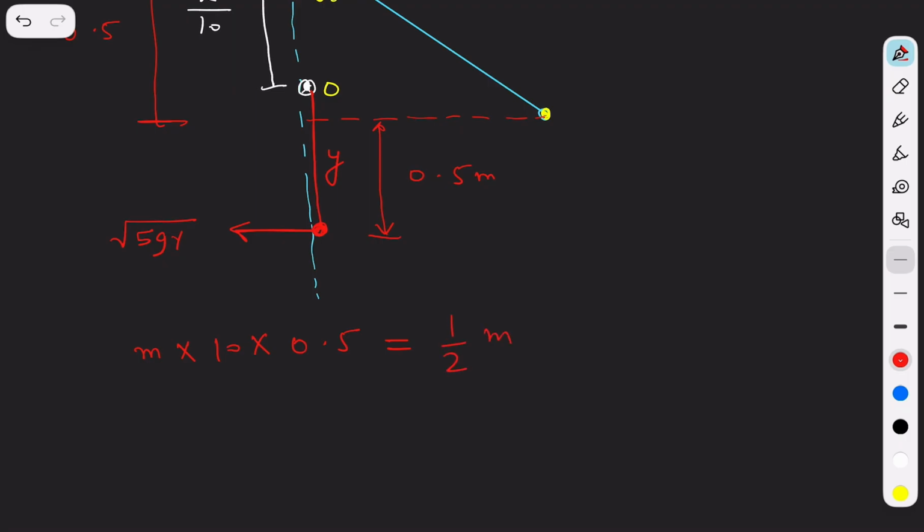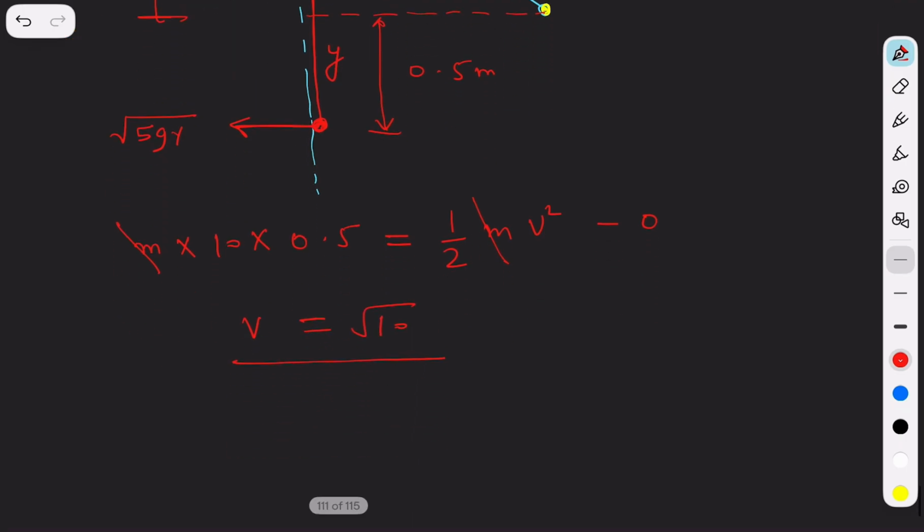So guys, if you see, cancel, because the particle has left the place from rest. So cancel, and it will become v equal to under root 10. So if v is under root 10, then this 10 should be equal to 5y. I hope you're getting my point guys.